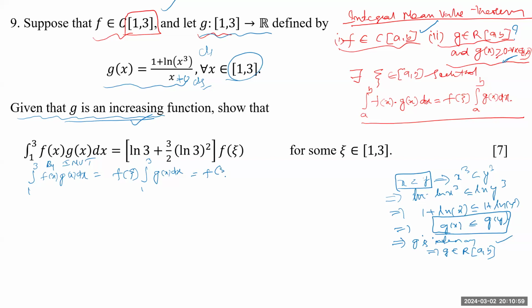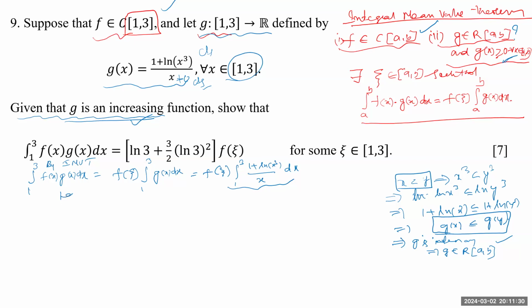Substitute that one. That is f of xi times the integral from 1 to 3 of (1 plus ln of x cubed) over x dx. So we can solve this integral, but you know the technique, right? Here x cubed is there, so we try to linearize this integral.